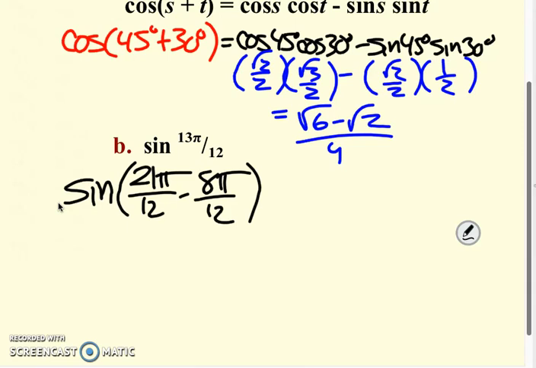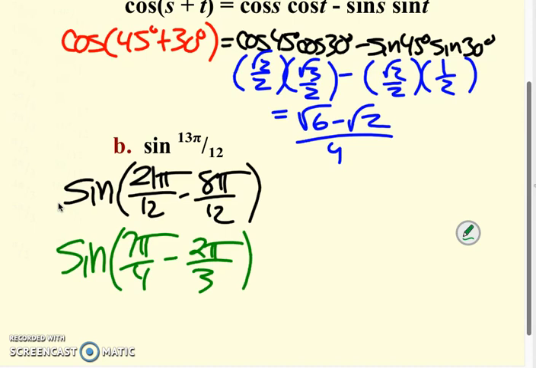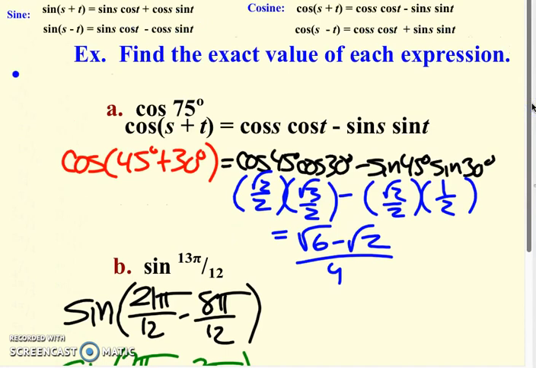I do not need to know what 21 over 12 or 8 over 12 are going in. I just need to know that they'll reduce. Now I'll reduce them. So I guess I'm using 7 pi over 4 and 2 pi over 3. Didn't need to know that was what they were to start, but I got them now. Okay, so it's a sine difference. So I'm going to grab the sine difference formula and expand it out in the same way.